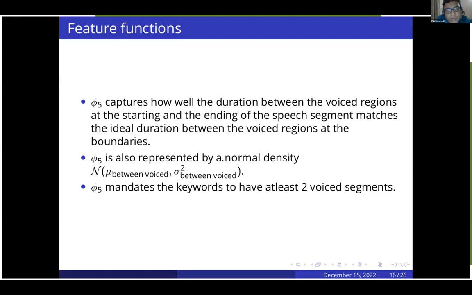We take the labeled data and run it across the pitch detector, and then we get the pitch at least every 50 milliseconds. From the pitch we figure out where the voice regions are. We do some kind of pitch stylization to find how many voice segments there are. Then we figure out the duration between the first voice and the last voice region. We fit a normal distribution here. So these are the 5 feature functions that we use for keyword detection.